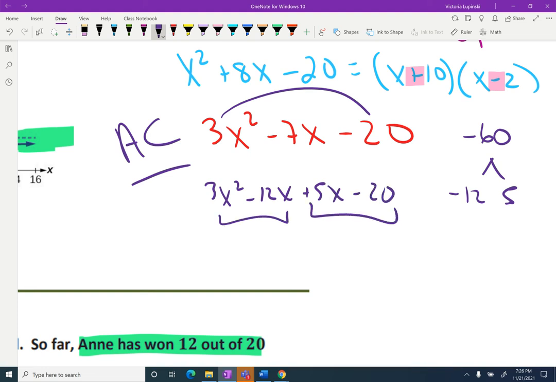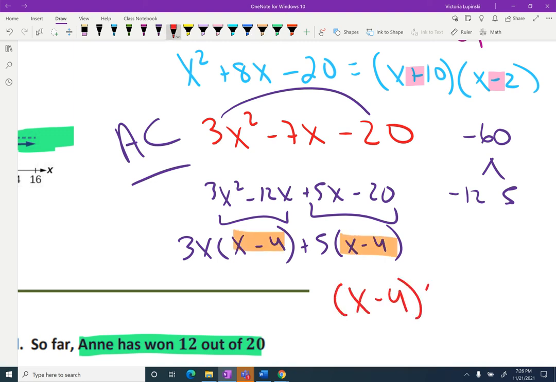I'm going to group the first two, and then I'm going to group the second two. So if I take out a 3x, I get x minus 4. If I take out a 5, I also get x minus 4. This is a really good sign. The fact that I got a repeat means that's half my answer. And then here is my other half of the answer. So again, factoring is paramount, but you guys really have been doing pretty well with that. So my expectations are pretty good.